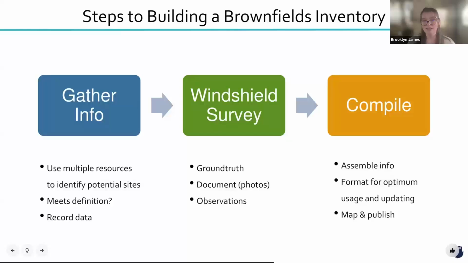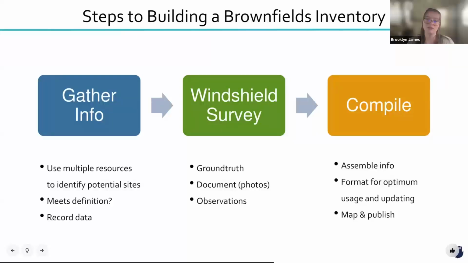Think back to the examples that Devin showed us. Old industrial places, old dry cleaners, abandoned gas stations, vacant lots. Just maybe there's an area of your community that has more of these than a different area. Start there. That could be your target area.